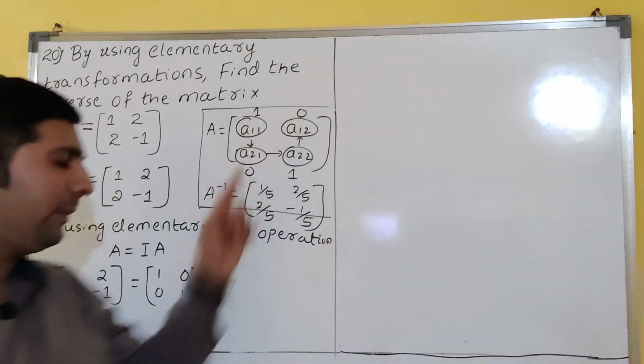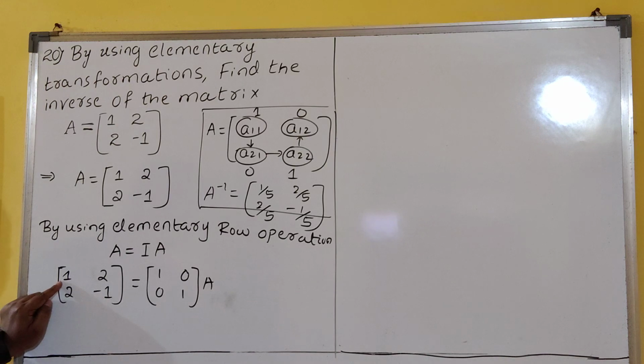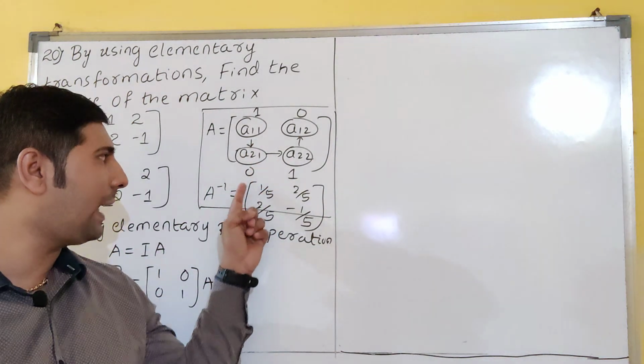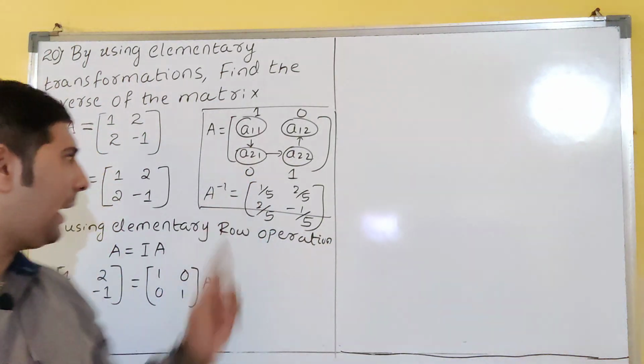I have to make this as 1. So here it is 1 or not? Clear? Next, where the shortcut shows the arrow mark, here I have to make it 0. A21 I have to make 0.